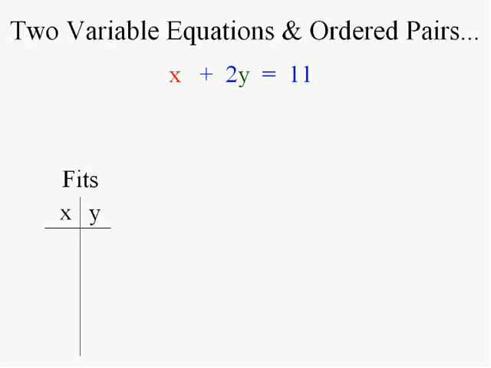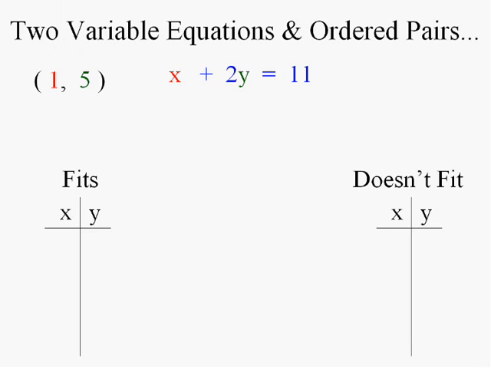Some of them are going to fit. And let me show you some that don't fit, because most of them don't fit. Let's just pick some arbitrary pairs. 1, 5. Now, I'm going to put the numbers in alphabetical order. So I'm going to put the first one in for X all the time, and the second one in for Y. Note that the 1 went in for the X, and the 5 went in for the Y.